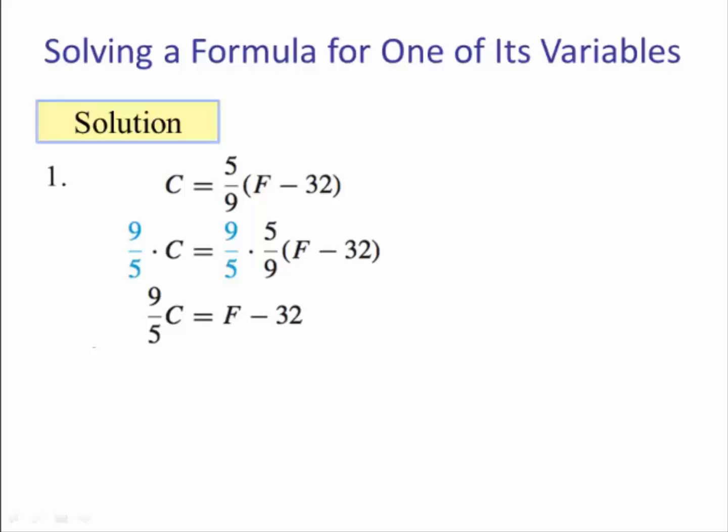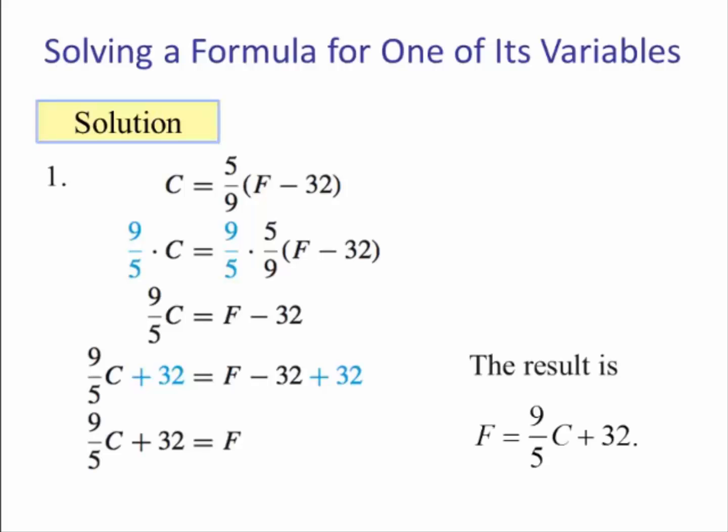So we're left with 9/5 times C equals F minus 32. Now we want to add 32 to both sides, and we're left with the equation 9/5 C plus 32 equals F. So Fahrenheit equals 9/5 times Celsius plus 32.